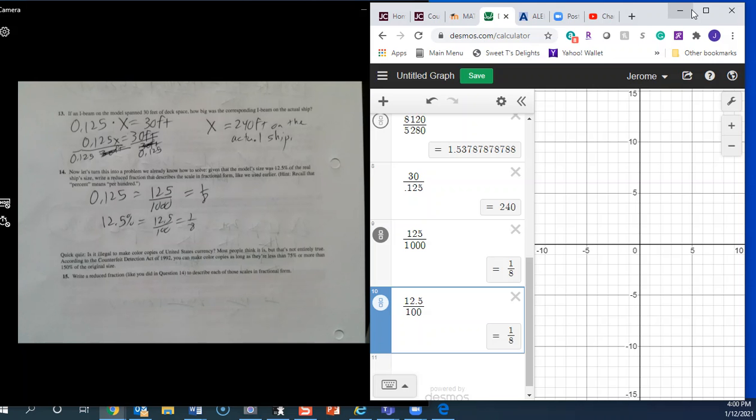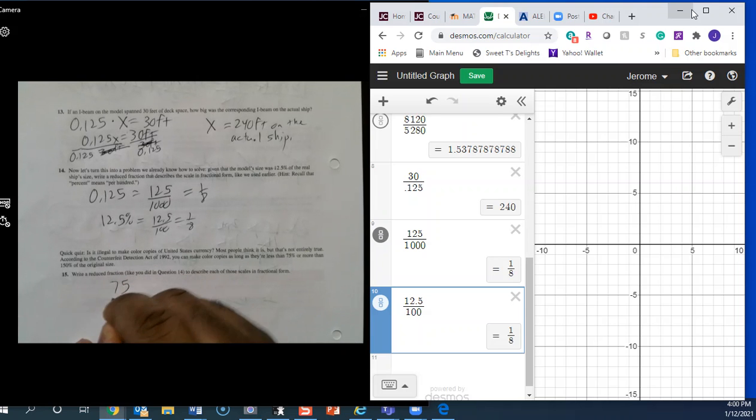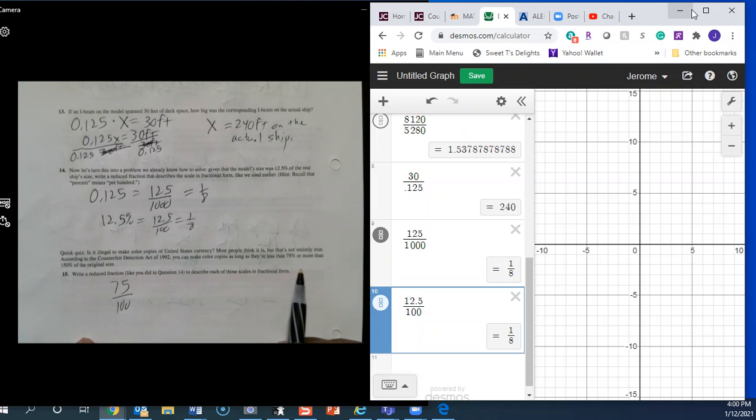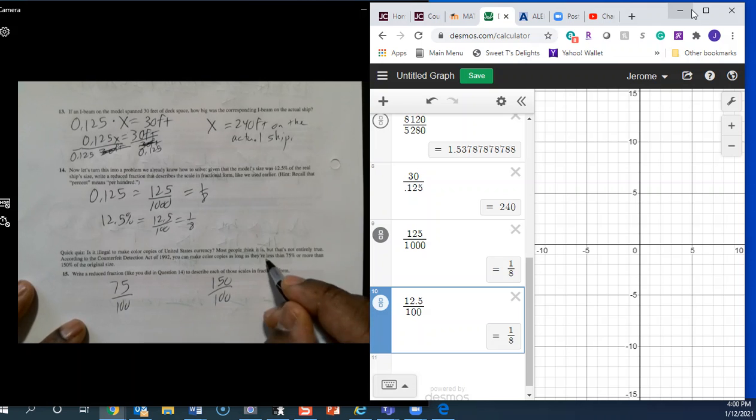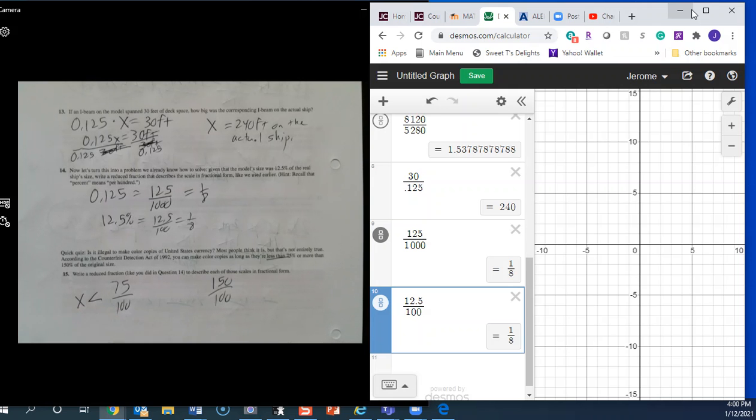Now it says write a reduced fraction like you did in question 14 to describe each of these scales in fractional form. Okay, now 75% is 75 over 100. And then we had 150% is 150 over 100. Now, remember this. It says that the size has to be less than. So we would do it like this. The size has to be less than. And then it tells you here that it has to be greater than 150%. So whatever we get, it must be written as you see here.